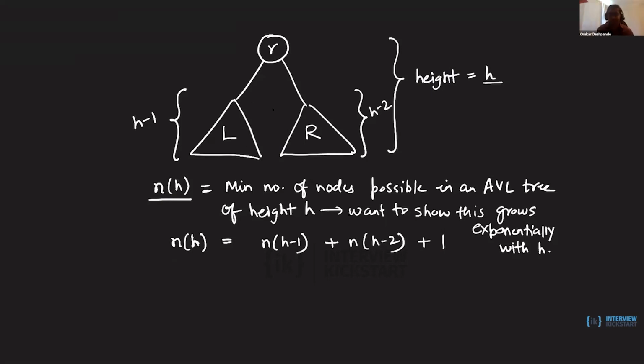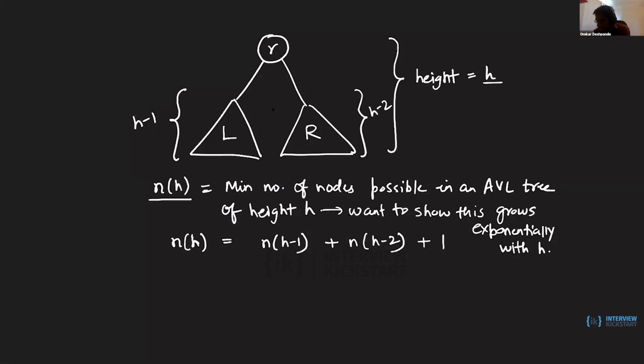Shubham? Hi. So why do you say that... I'm good with writing that the left subtree will have height h minus 1 and the right will have height h minus 2. But you say that n of h is the minimum number of nodes possible in an AVL tree. So why do you say that the minimum number of nodes in the left subtree will be n of h minus 1? Because you might have a minimum number of nodes which is lesser than that.